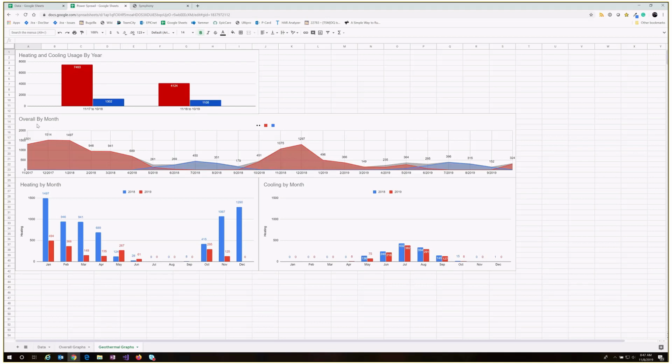Here you can see overall by month, and this is pretty interesting as well. We can see how we started off in a very cold winter initially, and the winter just kept dragging on for a lot longer than normal. We were heating right through April, and actually didn't turn off the heat until almost June. We did start cooling in the same time frame. Our cooling numbers are fairly low.